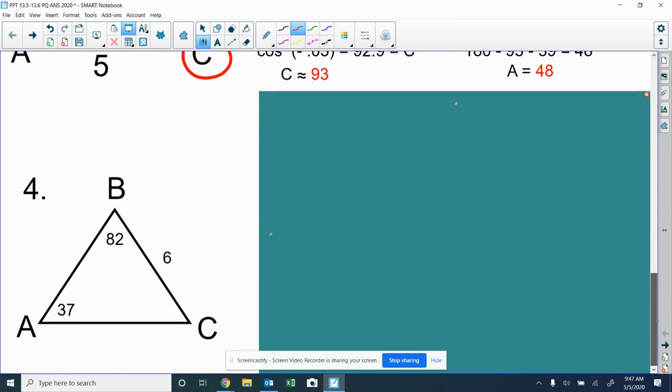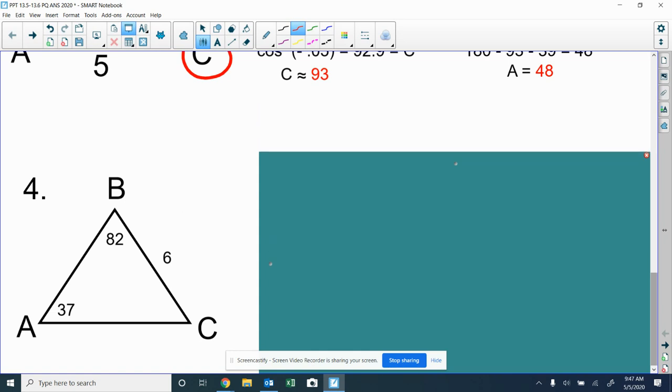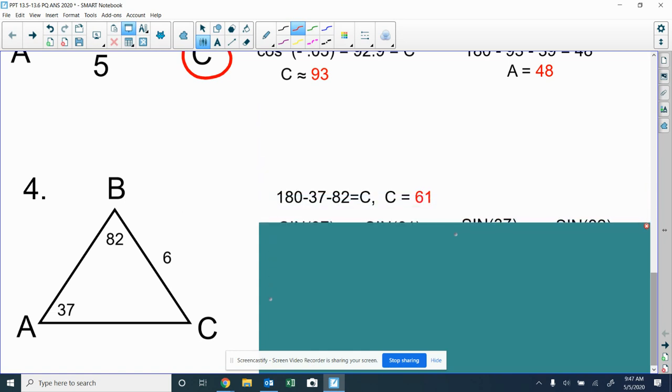Okay, moving on to number 4. This one should be pretty easy for you. Again, we're going to start with 37 and 82. We're going to subtract that out from 180 and get our angle C at 62. Or excuse me, 61.